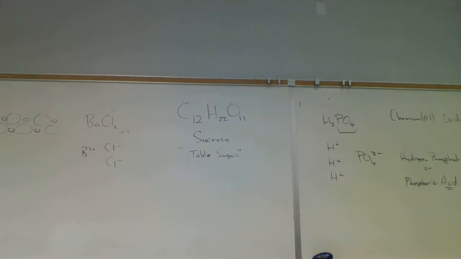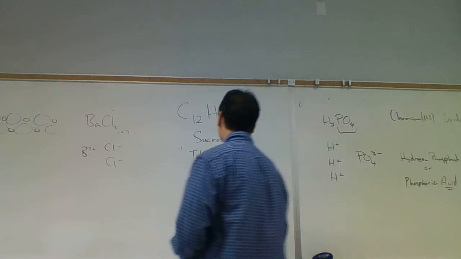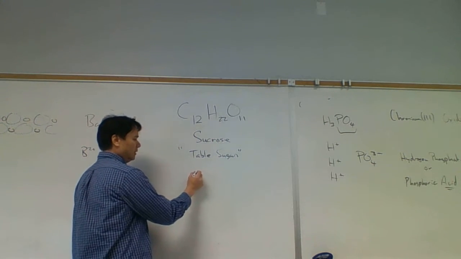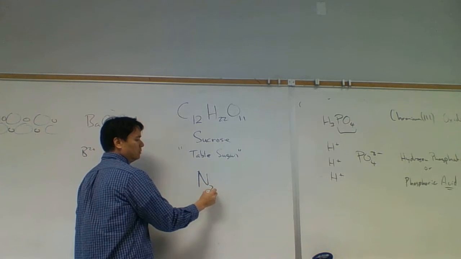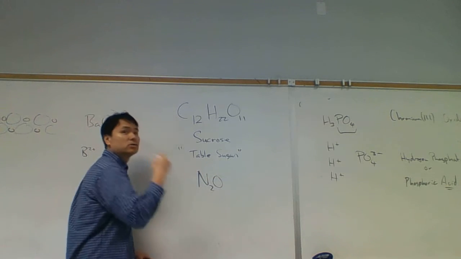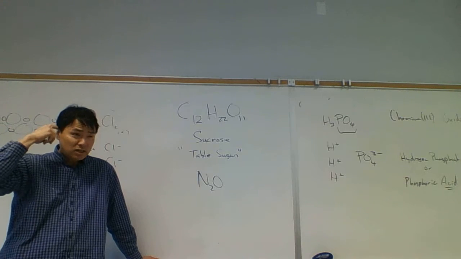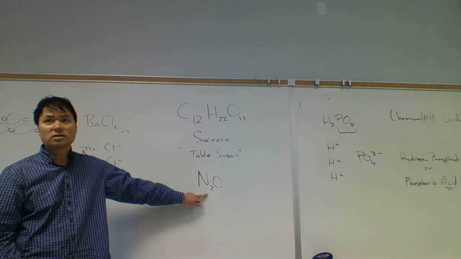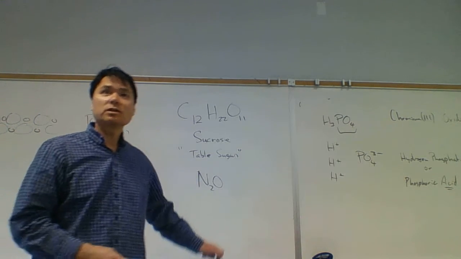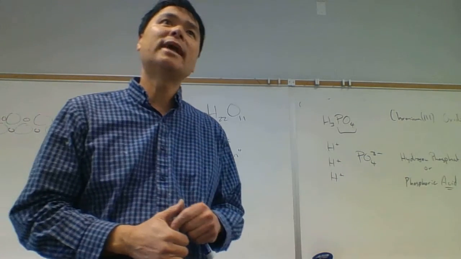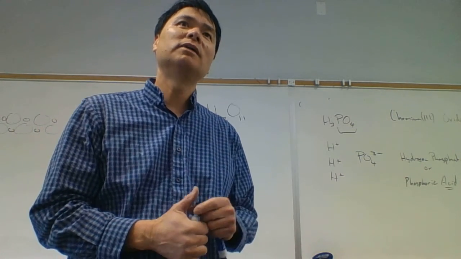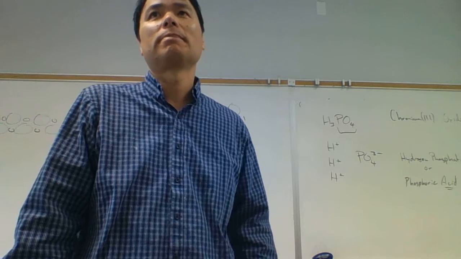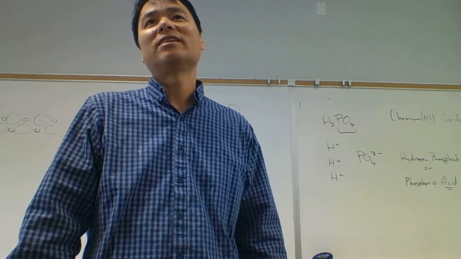Dinitrogen monoxide. Let's write the formula. It's going to be N2O, dinitrogen monoxide. Dinitrogen monoxide is called nitrous oxide. And so we have nitrous oxide, N2O, and nitric oxide, NO. But unfortunately, there are more, and we've run out of Aus and Ich.